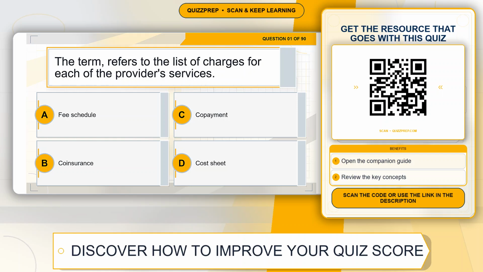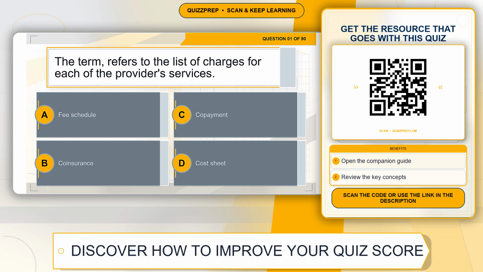Question 1. The term refers to the list of charges for each of the provider's services. Option A, fee schedule. Option B, coinsurance. Option C, copayment. Option D, cost sheet. The correct answer is now shown.